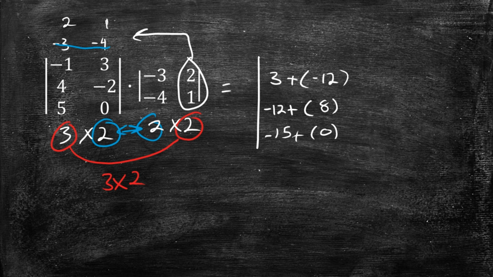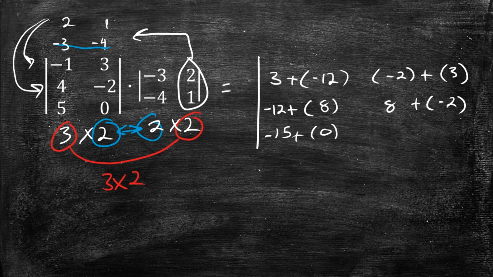All right, so let's start with the 2. 2 times -1, and that's going to go over here, is -2, plus 1 times 3 is 3. And then we go to the second row. 2 times 4 is 8 plus 1 times -2 is -2, like that. And then we go to the last one. 2 times 5 is 10 plus 1 times 0 is 0. Okay, so we got all of our numbers here.